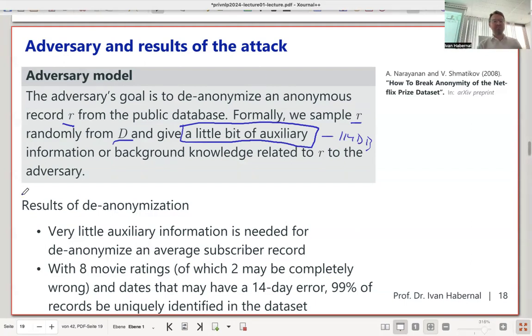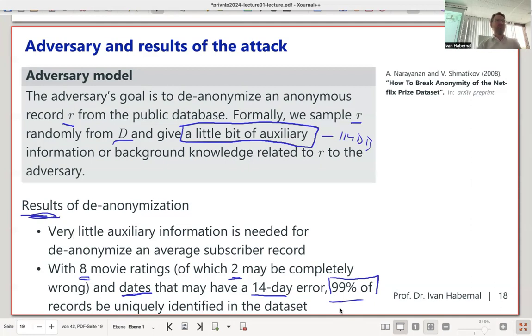And the results. Well, this is interesting. Very little auxiliary information is needed for the average anonymous subscriber. Even as few as 8 movie ratings, 2 of which might be completely wrong, and with the dates of watching off by plus or minus 14 days, 99% of records can be uniquely identified in the data set. That's a lot, 99% of records out of almost 500,000. It's really, really bad.